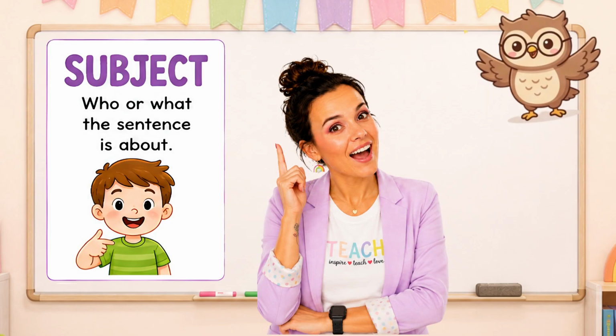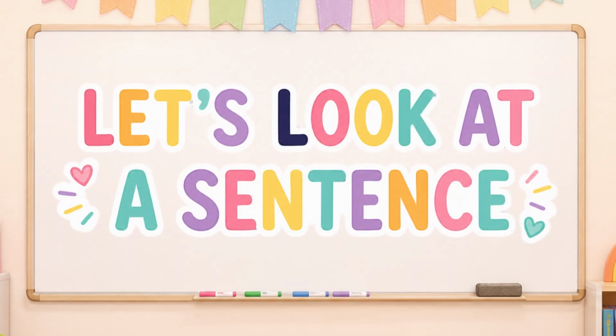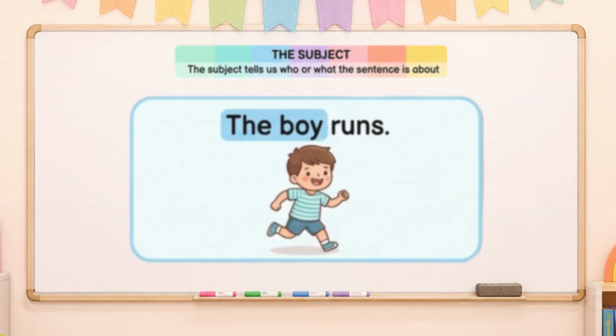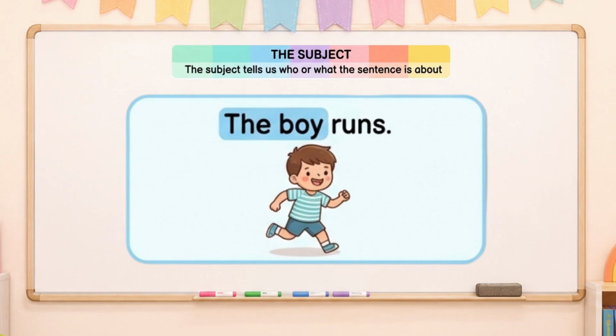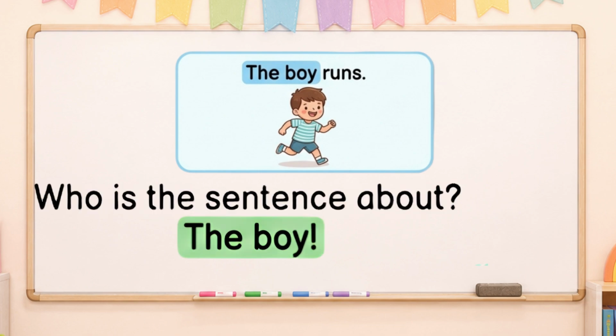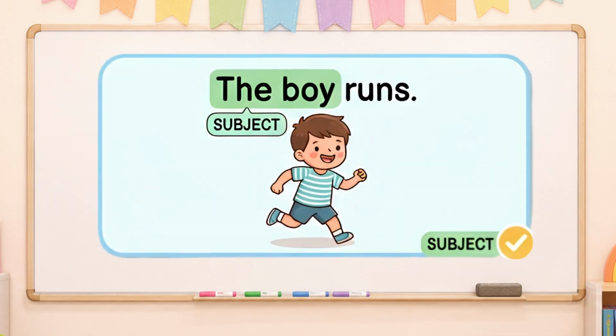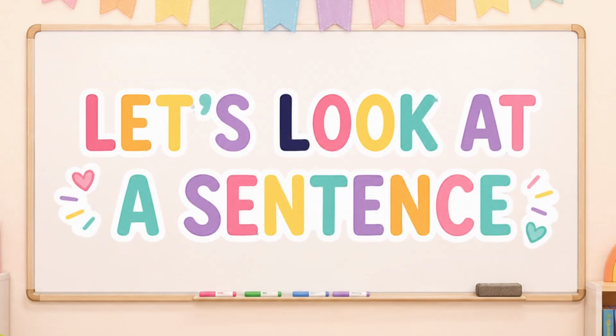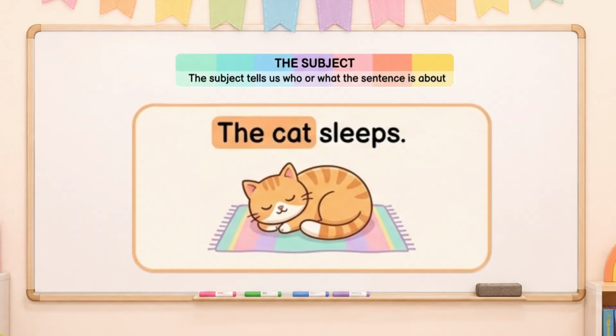The subject. Now let's learn about the first part of a sentence, the subject. The subject tells us who or what the sentence is about. Let's look at this sentence. The boy runs. Who is the sentence about? The boy. So, the boy is the subject.